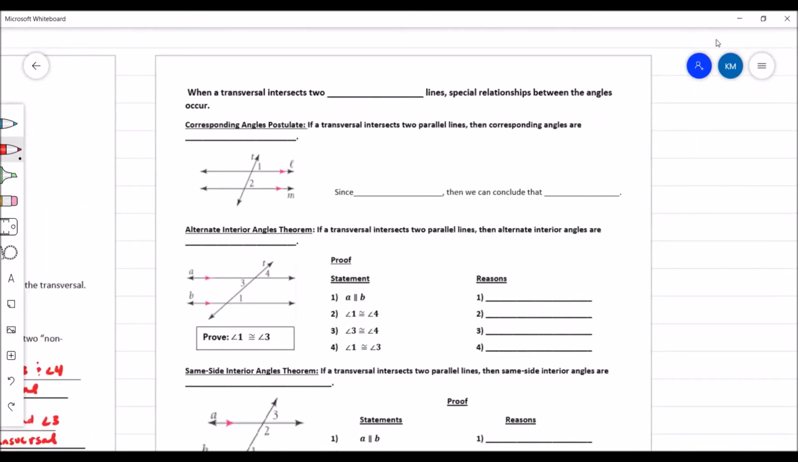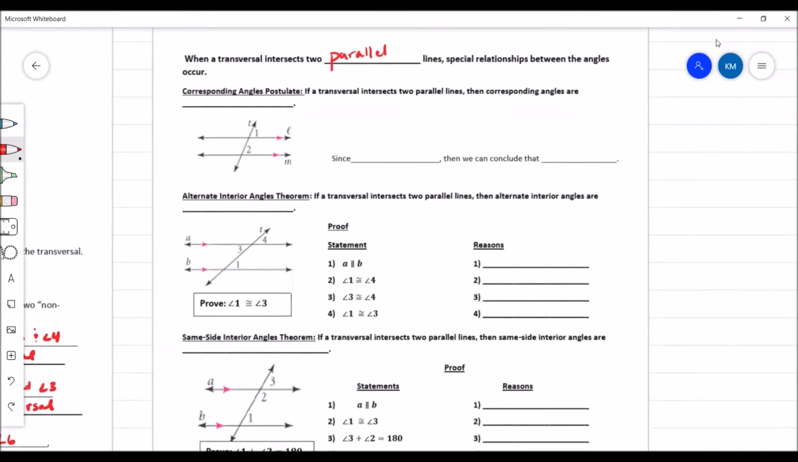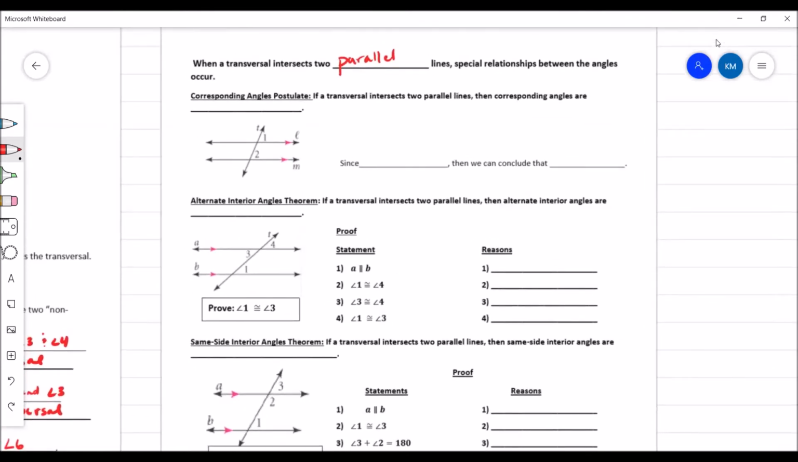All right, it says when a transversal intersects two parallel lines, special relationships between the angles occur. So here we're going to talk about these special relationships that happen only when a transversal intersects two parallel lines. So the corresponding angles postulate says if a transversal intersects two parallel lines, then corresponding angles are congruent. Okay, remember we use that a lot for that.